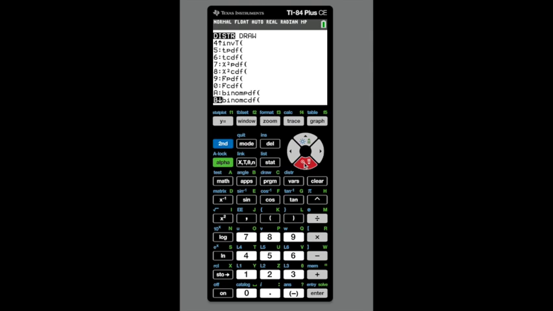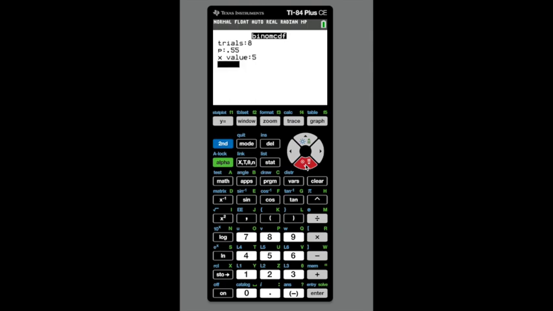In the example that we're currently doing, we're doing a binomial CDF. So I'm going to choose this option here. On mine, it's option B. Yours might be a little bit different. Okay, so I'm going to hit enter, and then I'm going to put in 8 for my trials. I'm going to enter in 0.55 for my value of P, my probability of success. And then we want the calculator to add up all the probabilities from 0 up to and including 5. So I put 5 here, and then I hit paste and enter.